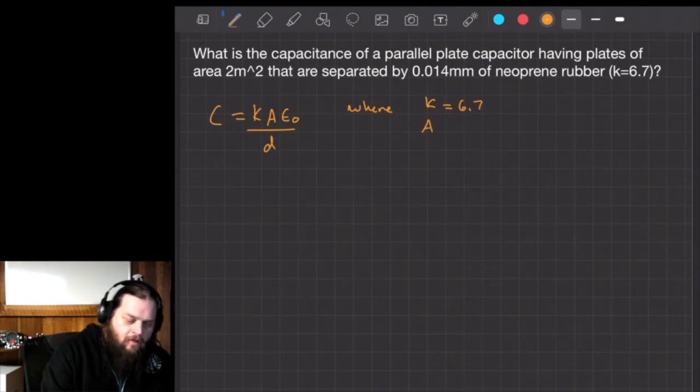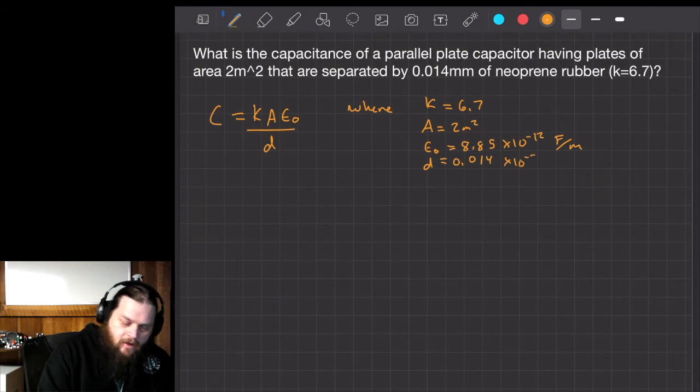The area of the plates is equal to 2 meters squared. This is a pretty big capacitor. Epsilon naught is equal to 8.85 times 10 to the negative 12 farad per meter, and it will be until someone changes the laws of physics. The distance there is 0.014 millimeters. Or I could say times 10 to the negative 3 meters.